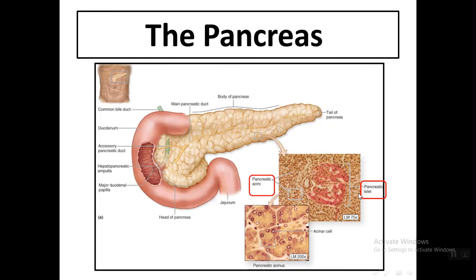This is the pancreas, and we can see histologically it has two main components: the pancreatic islets, or islets of Langerhans, that secrete the hormones insulin and glucagon, and the acini, the exocrine portion, called the pancreatic acini, that secrete the enzymes of the digestive juice that digest carbohydrate, protein, and fat. So the pancreas has two portions, exocrine and endocrine.